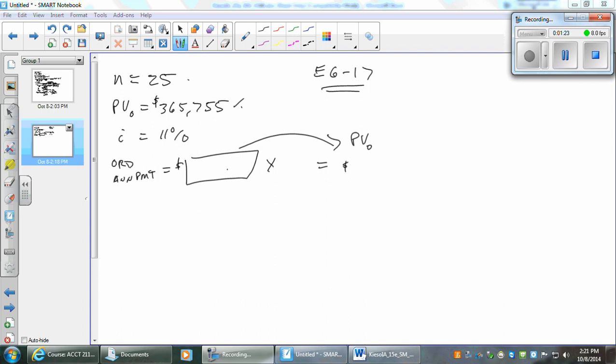Present value now is 365,755. So this is going to be a present value factor, right? If I'm calculating a future value, I use a future value factor. If I'm calculating a present value, I use a present value factor. That's simple.